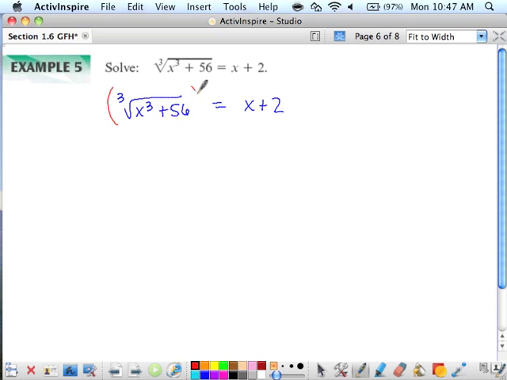Right here, raise both sides to the third power. Remember that you're not allowed to just say over here that this is x cubed plus 8. You have to actually write it down, square double square it, or FOIL it out, whatever it takes to get that cubed out. So the left side becomes x cubed plus 56. So we're done with that pretty fast. The right side, on the other hand, is x plus 2 times x plus 2 times x plus 2.